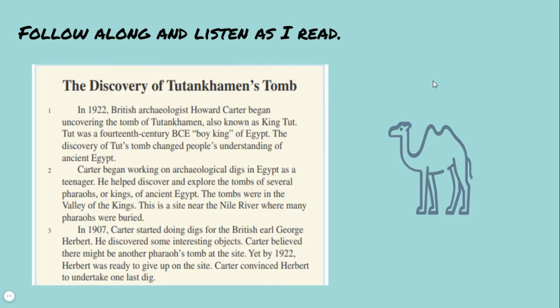The tombs were in the Valley of the Kings. This is a site near the Nile River where many pharaohs were buried. In 1907, Carter started doing digs for the British Earl George Herbert. He discovered some interesting objects. Carter believed there might be another pharaoh's tomb at the site. Yet, by 1922, Herbert was ready to give up on the site. Carter convinced Herbert to undertake one last dig.